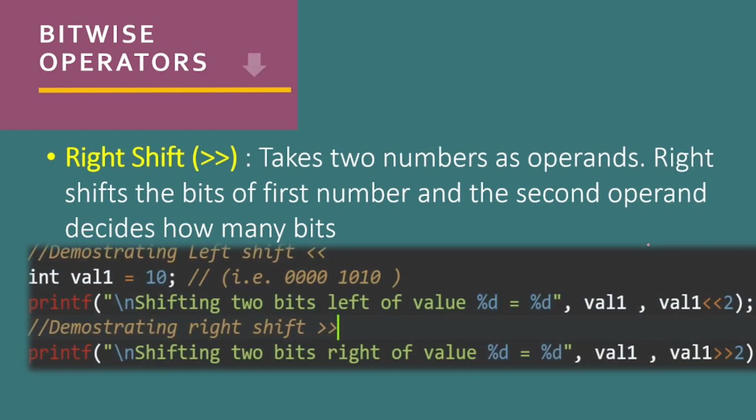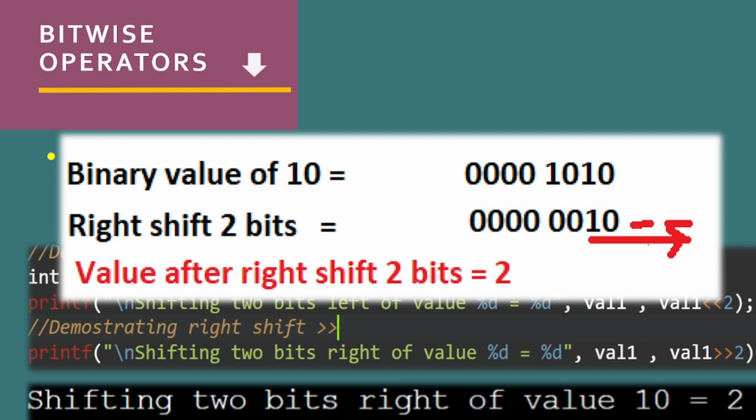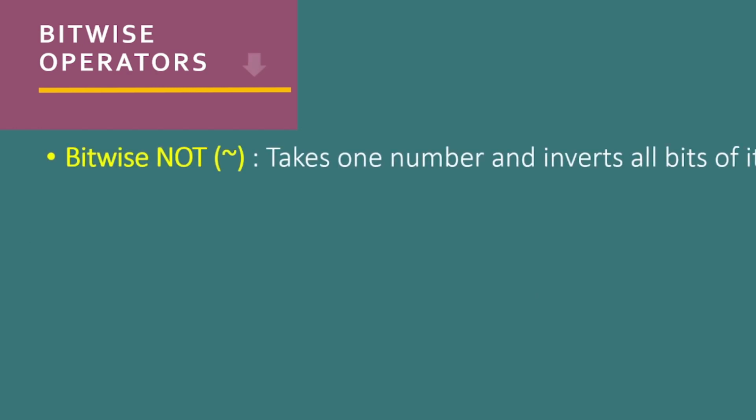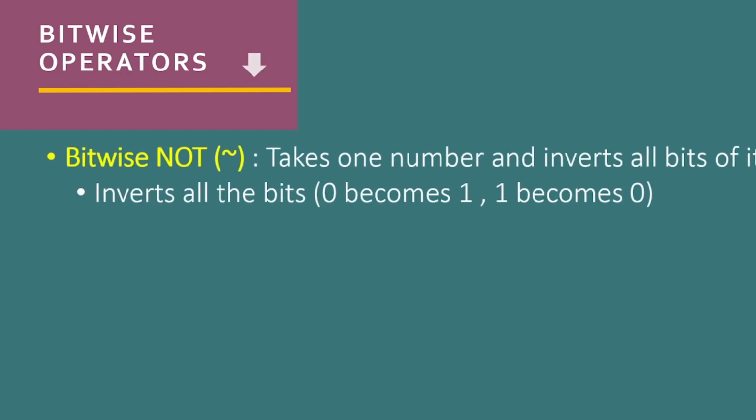Likewise, we have the right shifter, which shifts a number of bits rightward. The same way, this 10 becomes 2. Hope this is all clear. Likewise, we have bitwise NOT, which takes the value of bits and performs negation of those. Hope all these concepts on the operators are clear. Now I will take you to the demo.